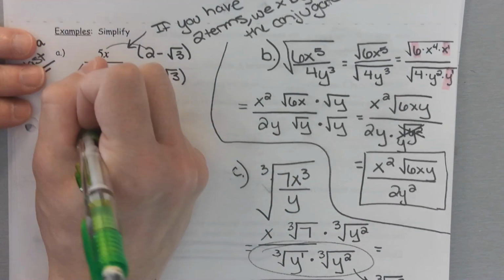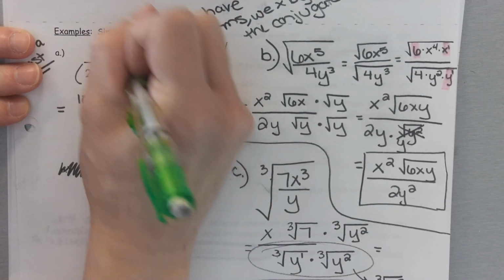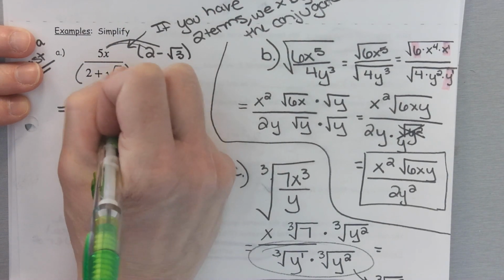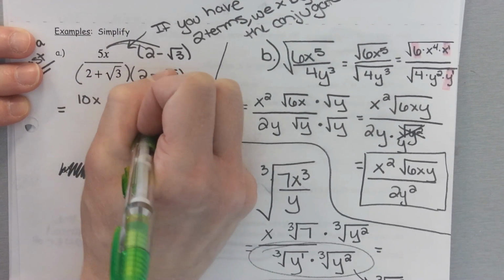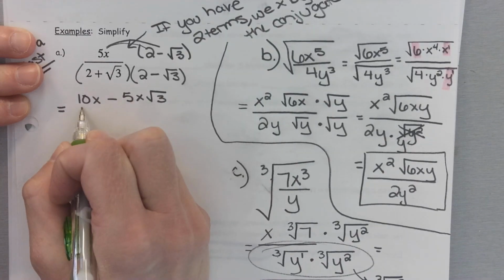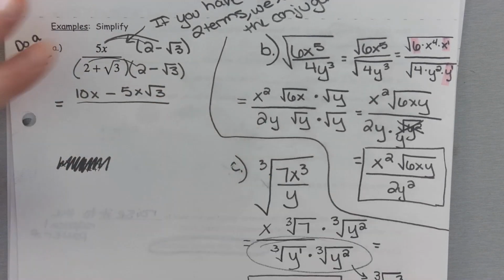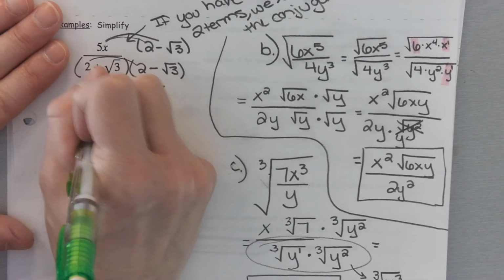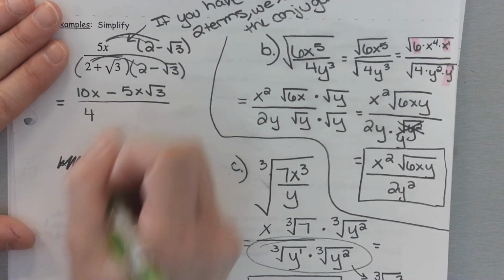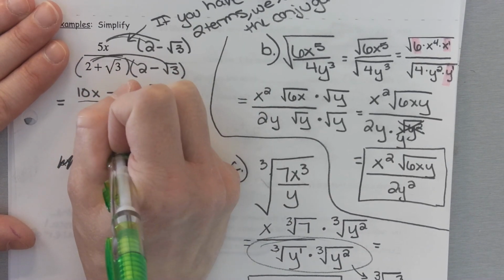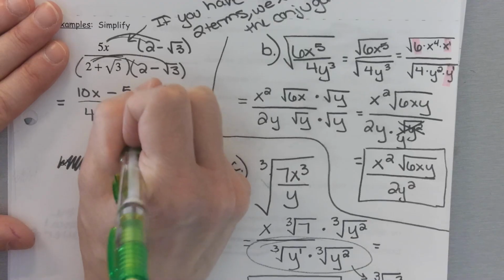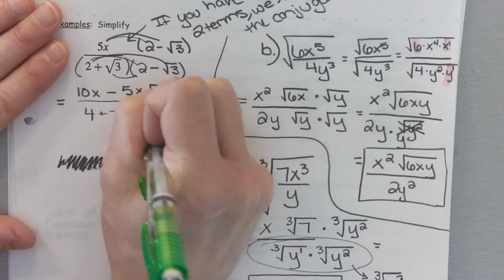5x times 2 is what? 5x times negative root 3 is just going to be negative 5x root 3. It's not going to join the 3 under the root because it wasn't under a root initially. If it had been, then they would join. Okay, so that's what I have for starters. Let's FOIL the bottom. What's 2 times 2? 4. What's 2 times negative root 3? Negative 2 root 3. This is going to give me a positive 2 root 3.